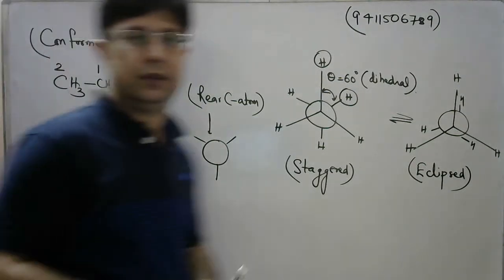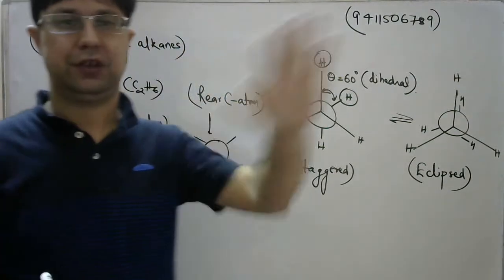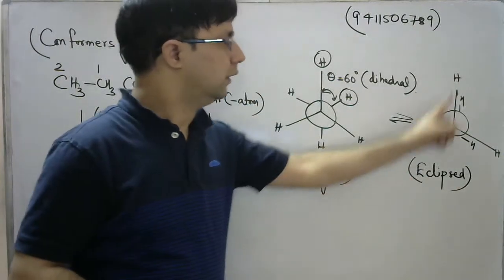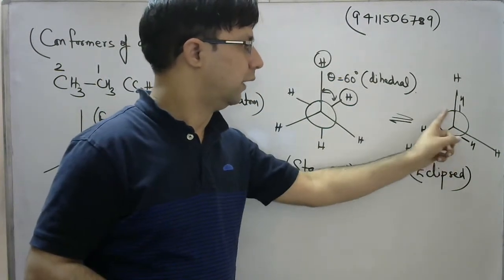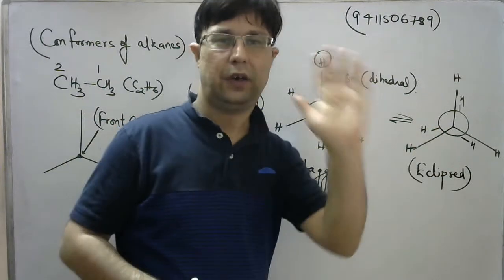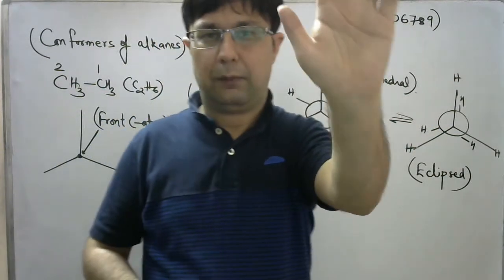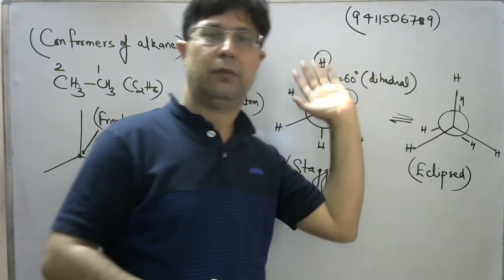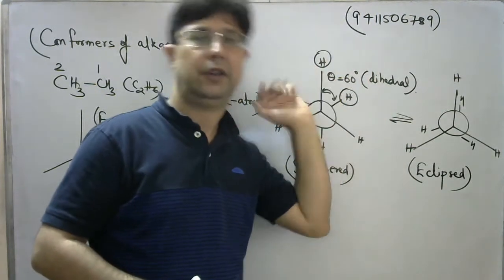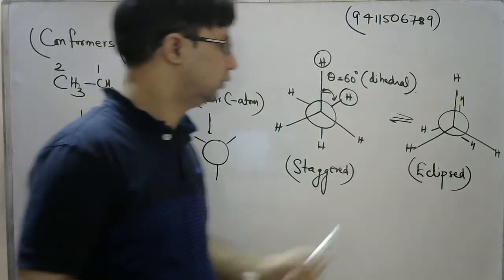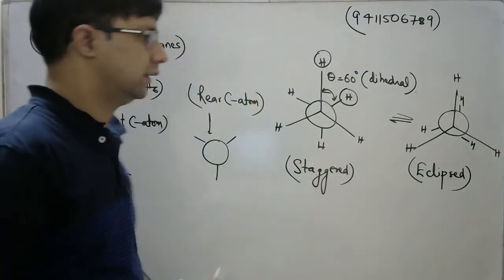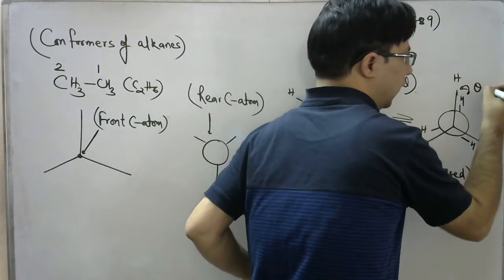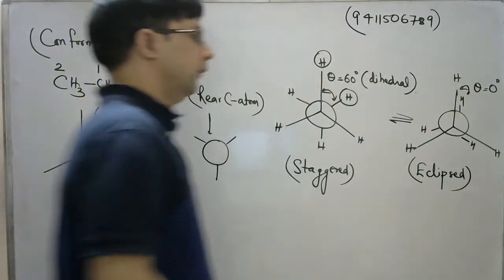Staggered means the groups are at maximum distance from each other, and in the eclipsed form, the bonds present on the front carbon atom are eclipsing the bonds present on the rear carbon atom. So this is the staggered form and this is the eclipsed form. Here, if I ask you what the dihedral angle is, the dihedral angle is 0 degrees.